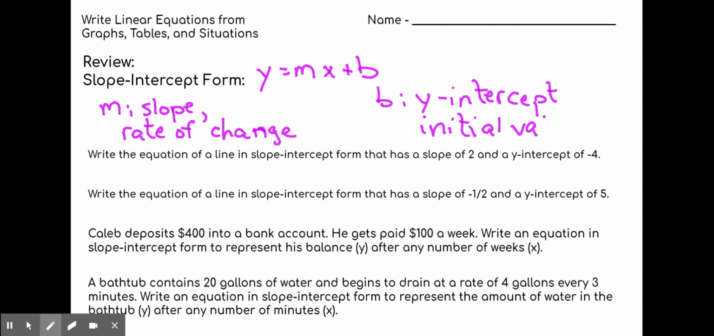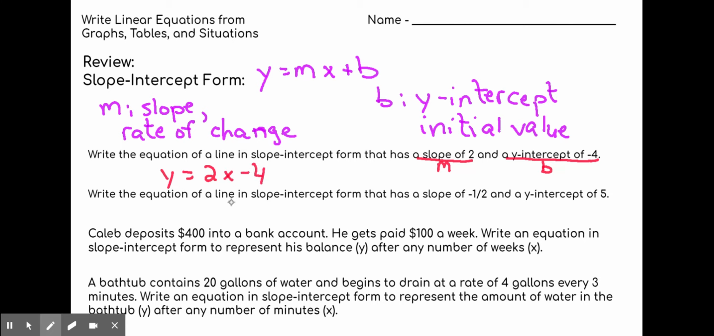Okay, so some of these are going to be as straightforward as this. Write the equation of a line in slope-intercept form that has a slope of 2, so that's m, and a y-intercept of -4. That's b. So they gave me m, they gave me b. I say y equals 2x minus 4. All right, you try the next one.